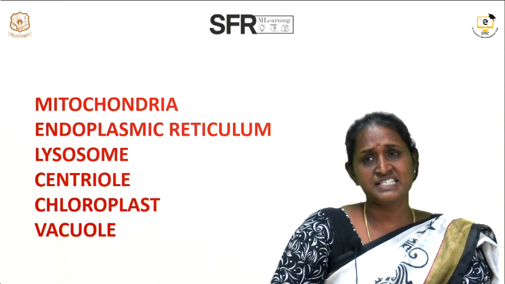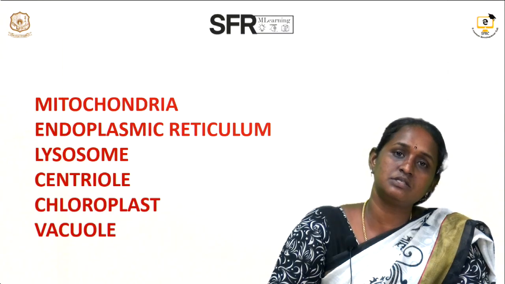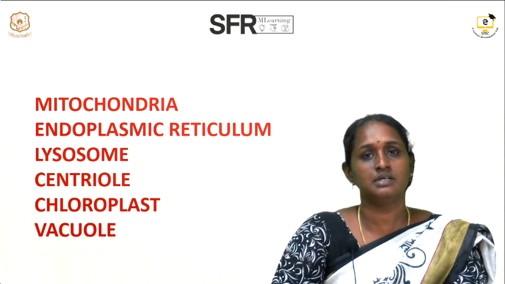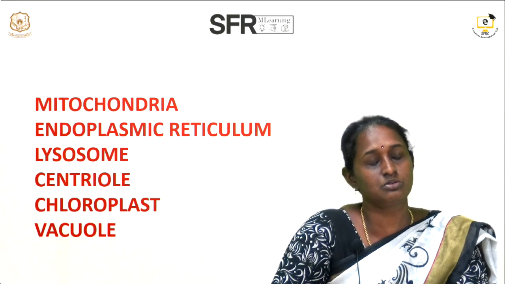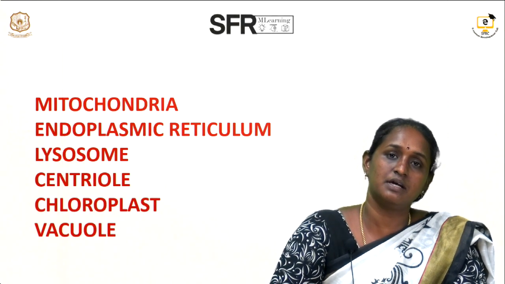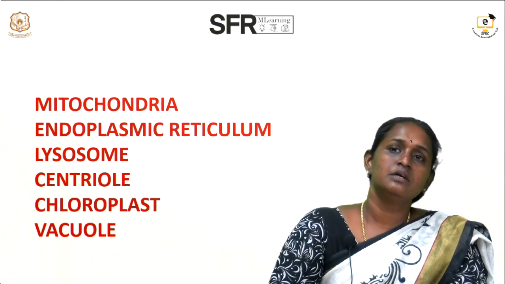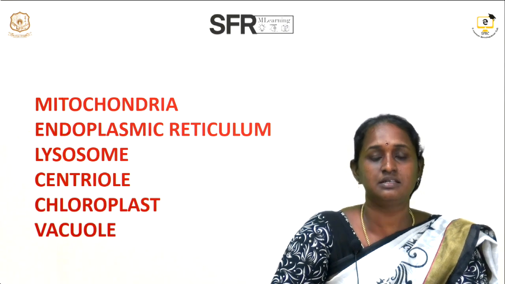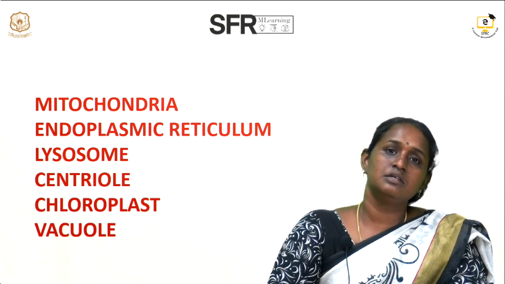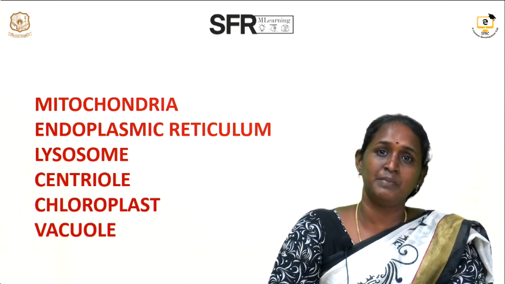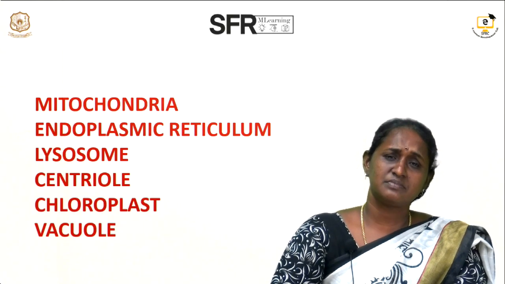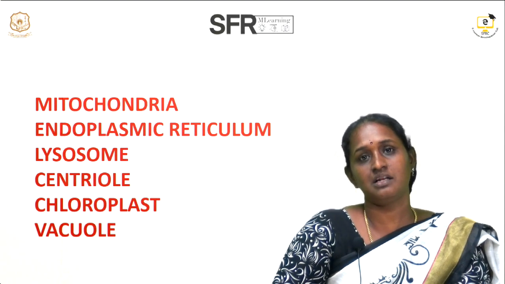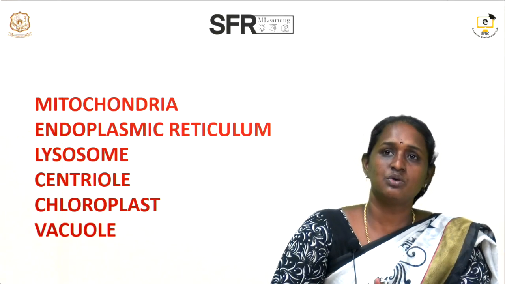Next one is the endoplasmic reticulum. It is also one of the cell components. We can differentiate the endoplasmic reticulum into two types: rough endoplasmic reticulum and smooth endoplasmic reticulum. The rough endoplasmic reticulum has ribosomes on its surface, that's why it looks rough. The main function of the ribosome is to synthesize protein, and the smooth endoplasmic reticulum produces steroids and fat.